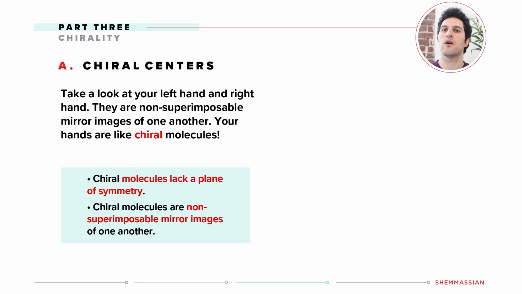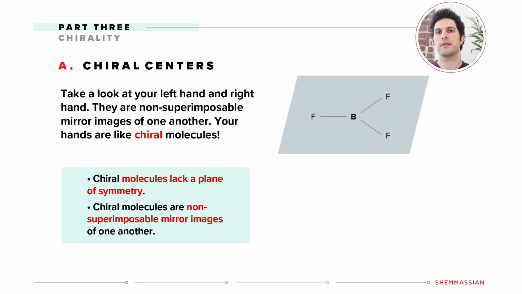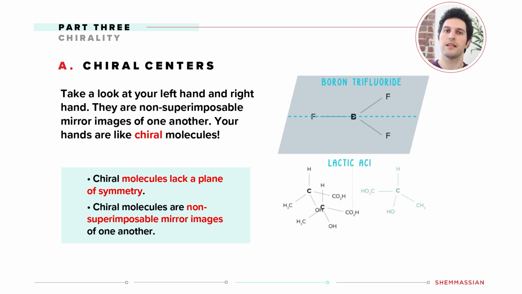Chirality depends heavily on symmetry. Consider how a plane of symmetry can split a molecule into symmetrical halves. For instance, boron trifluoride has a plane of symmetry that can divide the molecule into two exact halves that mirror each other. Chiral molecules lack this plane of symmetry. For instance, lactic acid has no plane of symmetry where a plane can bisect the molecule to form mirror images. The mirror images of lactic acid here are non-superimposable upon each other. As a result, the molecule is chiral.